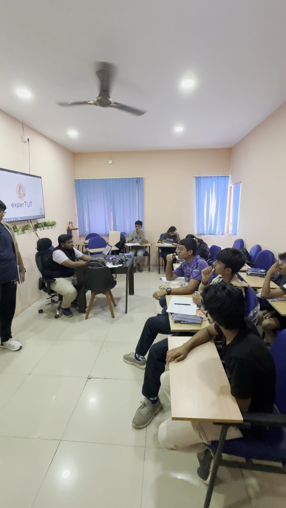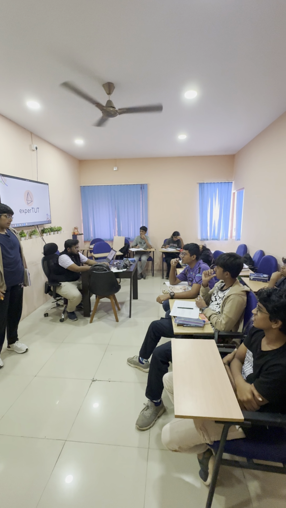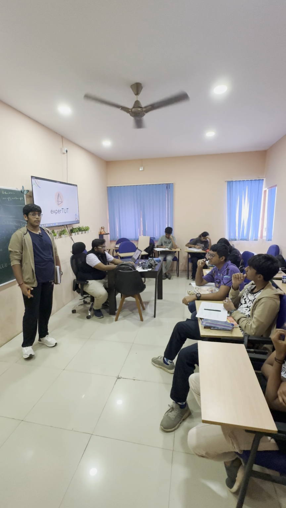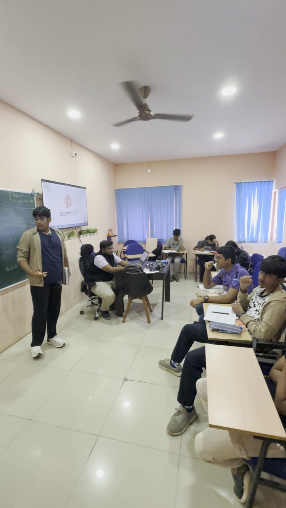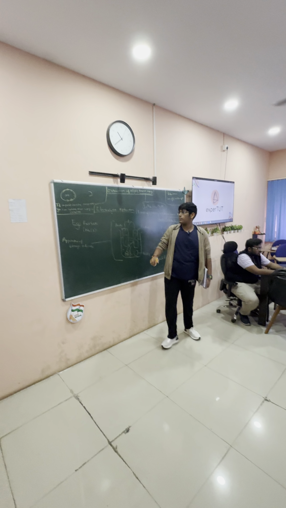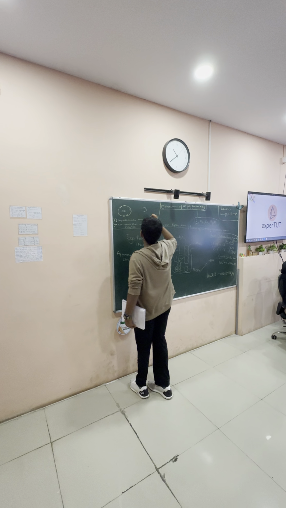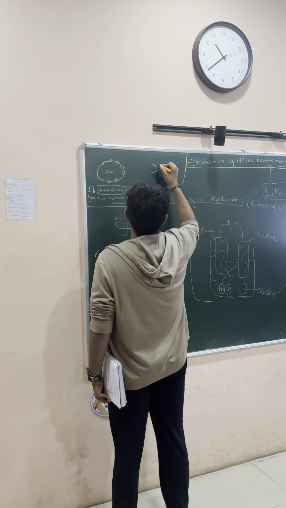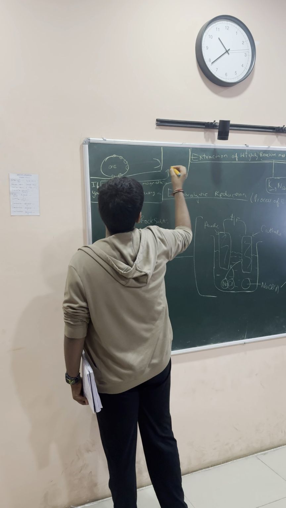What are the impurities also called as? In an ore, what are the impurities called? Impurities like clay, salt. No, not salt. These impurities are also called as gangue.